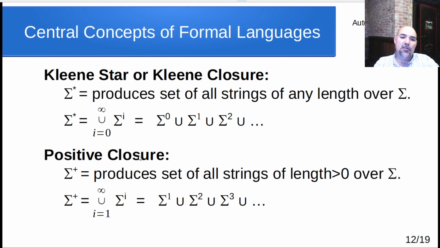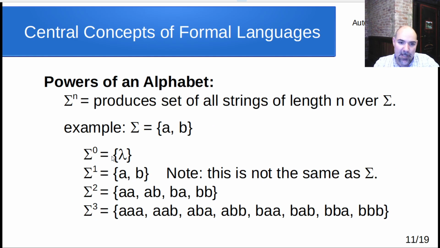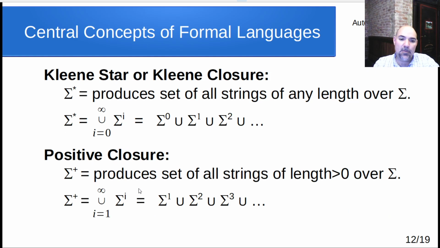Now, positive closure is closely related to that. It's the same thing, but it's all strings of length greater than 0 over that alphabet. In other words, it's the same as what we have here, but we just take off the alphabet to the 0. And if we think about what that means, going back here a second, it's the same, it just doesn't have lambda in it. So in other words, we have to have at least one symbol, or 2, or 3, or 4, but not lambda, not 0 symbols. So same definition, the only thing that changed was i starts at 1 rather than starting at 0.